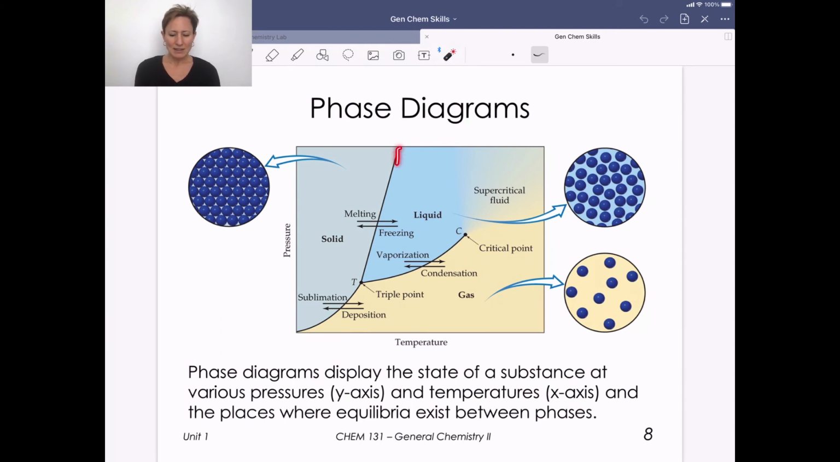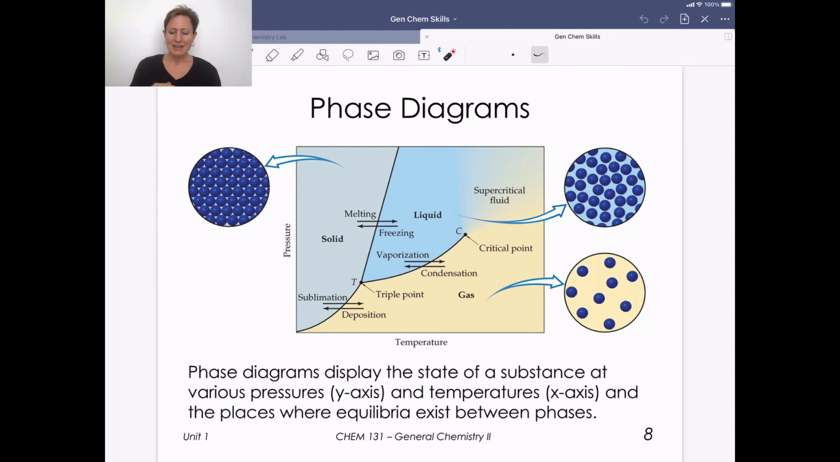Now we can see that we've got lines here that separate these colors. These represent phase changes. So between solid and liquid, that's where melting and freezing happens. Going between liquid and gas, this is where vaporization and condensation happens. So you want to make sure you know those terms. Two new terms that might be a little less familiar to you are going from solid to gas or gas back to solid. These terms are called sublimation or deposition. So two new vocab terms you want to make sure you know.